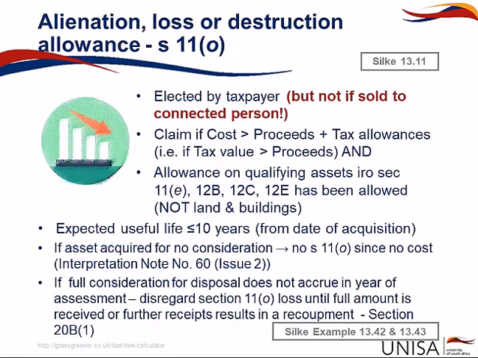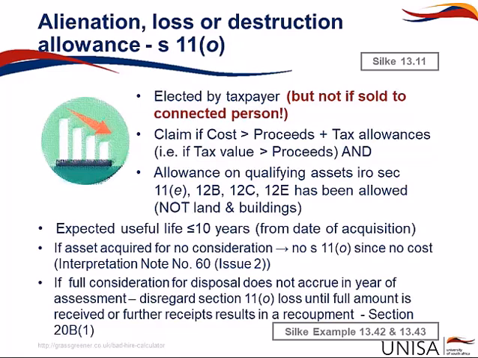As you can see, it only applies to movable assets, not immovable assets like land and buildings, because the expected life needs to be 10 years or less from date of acquisition in order to qualify to elect Section 11O. If the asset is acquired for no consideration, so it was maybe donated to us, we cannot have a Section 11O because we do not have a cost. Okay, so there must be a cost.